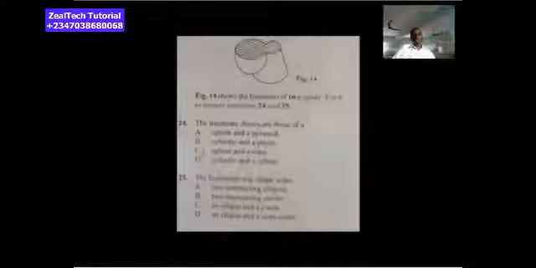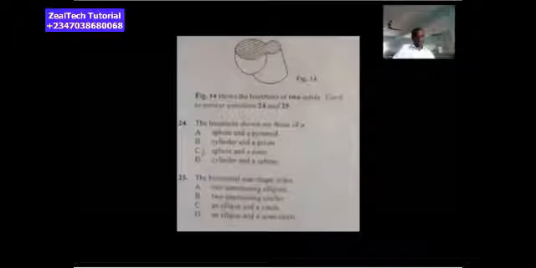Okay, figure 14 shows the frustum of two solids. Use it to answer questions 24 and 25. Alright, questions 24 and 25. These two questions, question 24 and question 25, require illustrations for you to understand how the decisions are made to arrive at the correct answer.